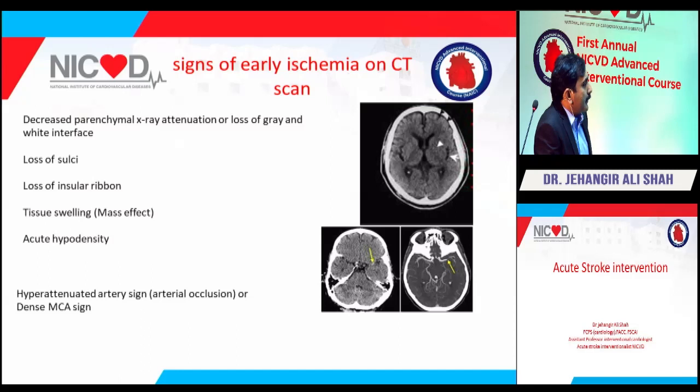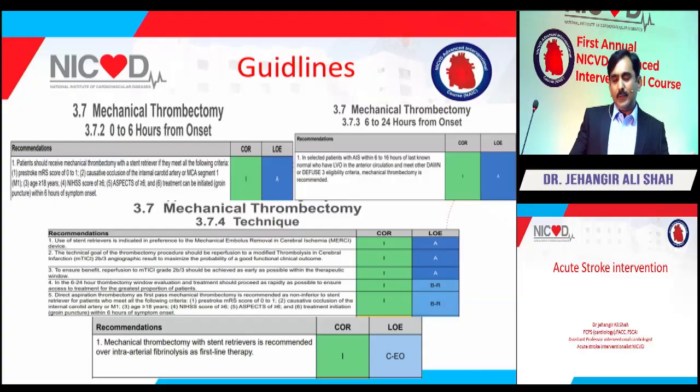This is the plain CT scan. You can see the thrombus in the middle cerebral artery territory, which was confirmed after giving dye. On this CT angio, you can see there is a total occlusion of the left MCA. The guideline shows that point 6 is a class 1 indication for mechanical thrombectomy.